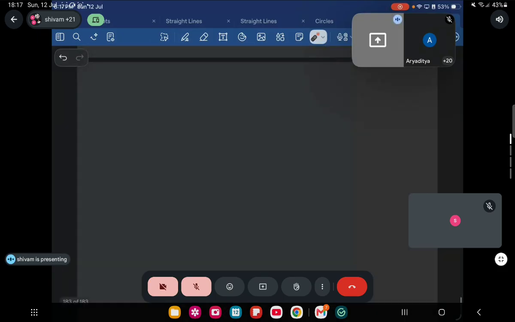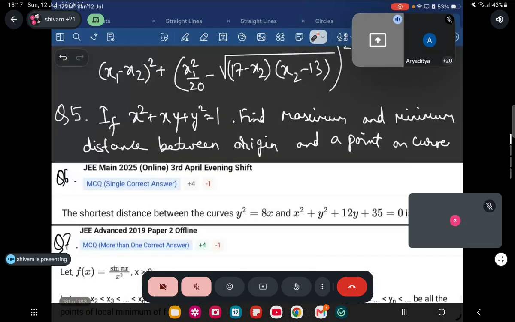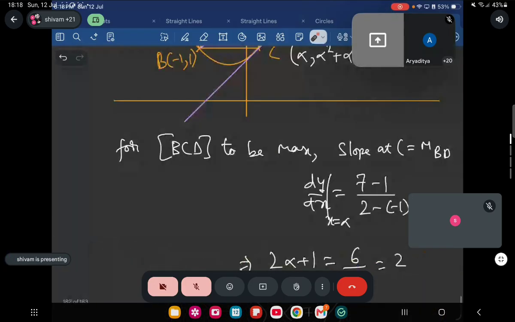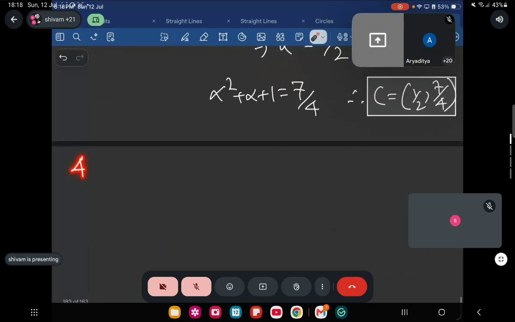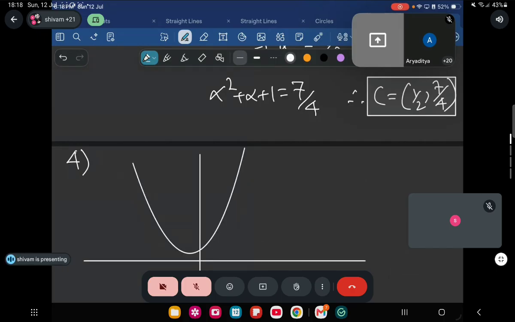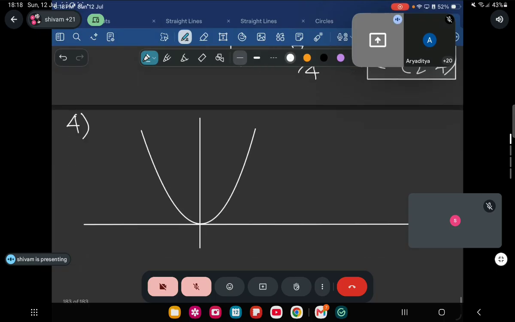I am going to draw the diagram. y equal to x square by 20. Will it pass through the origin? Yes or no? Okay, it will pass through the origin. And there is a semicircle with roots 17 and 13, somewhere over here.